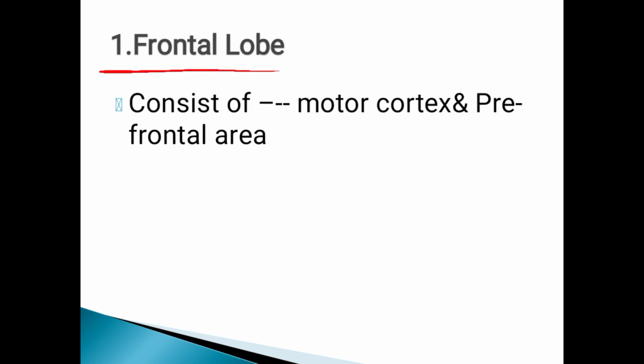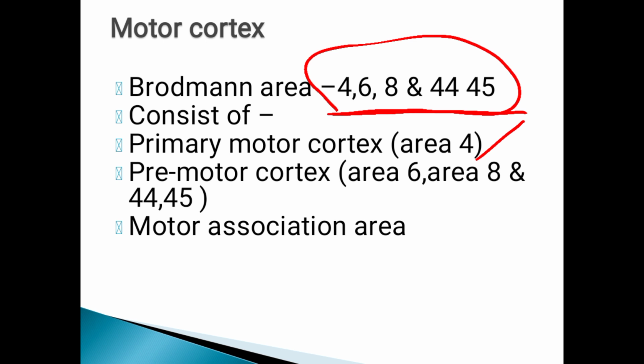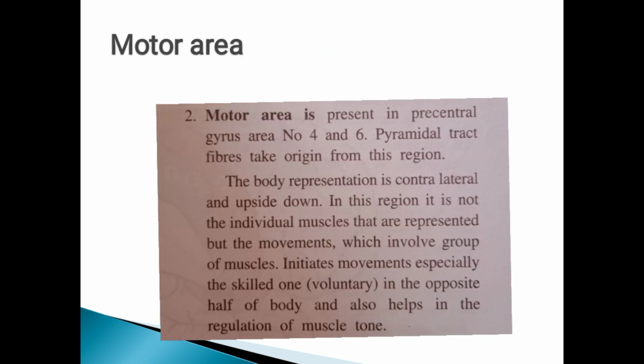Frontal lobe mainly consists of the motor cortex and the prefrontal area. The motor cortex areas are area numbers 4, 6, 8, 44 and 45. These are the main areas. In that, area number 4 is the primary motor cortex. Area numbers 6 and 8 are the premotor cortex and motor association area.